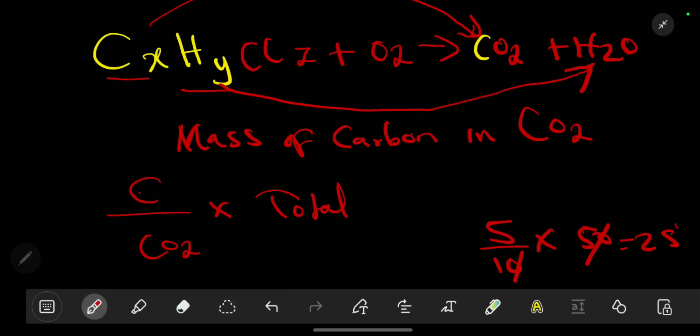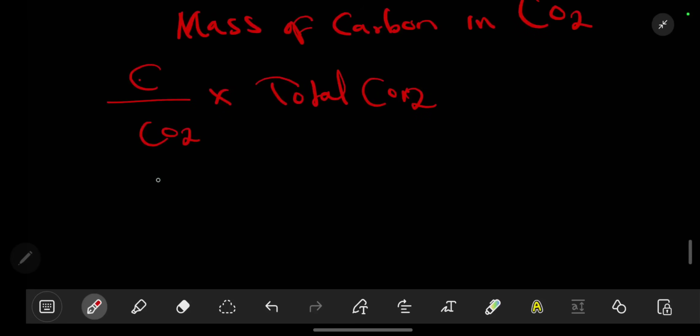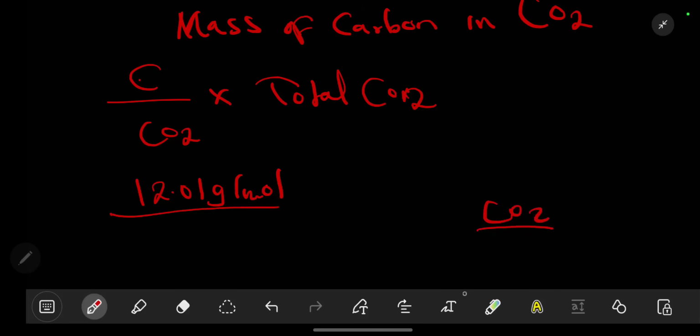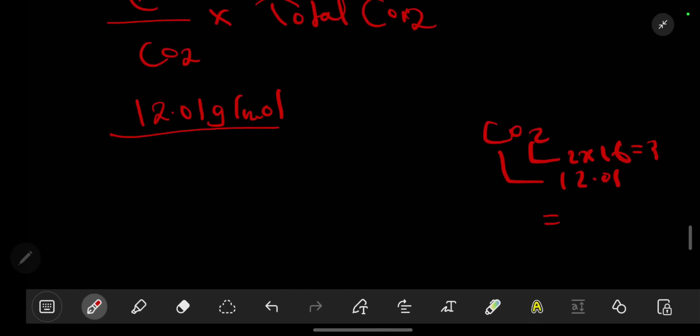That's how they even calculate the CS. So you just multiply by the total amount that you want. In this case, the total amount of carbon that is present. The mass of carbon is 12.01 grams per mole, that is the molar mass. Over the carbon dioxide, you have 2 times 16, then you have the 12.01. So this is going to give us a value of 32.